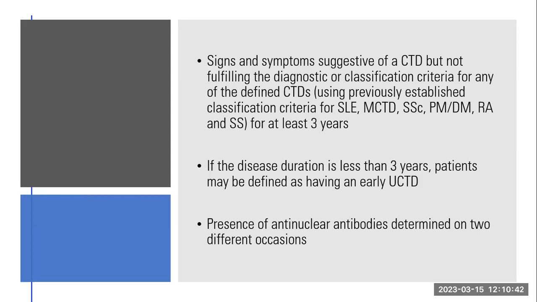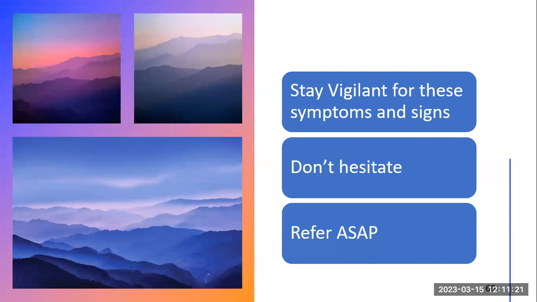Usually if the duration is less than three years and the patient is not evolving into any particular type, you can label it as early undifferentiated connective tissue disease, but you have to be very vigilant. You have to monitor the patient for development of other rheumatological disease. Here the patient should have positive ANA on two different occasions. Only then can you label it as undifferentiated connective tissue disease, because these symptoms can present even in a lot of other medical conditions. So this is undifferentiated CTD. That concludes my lecture.